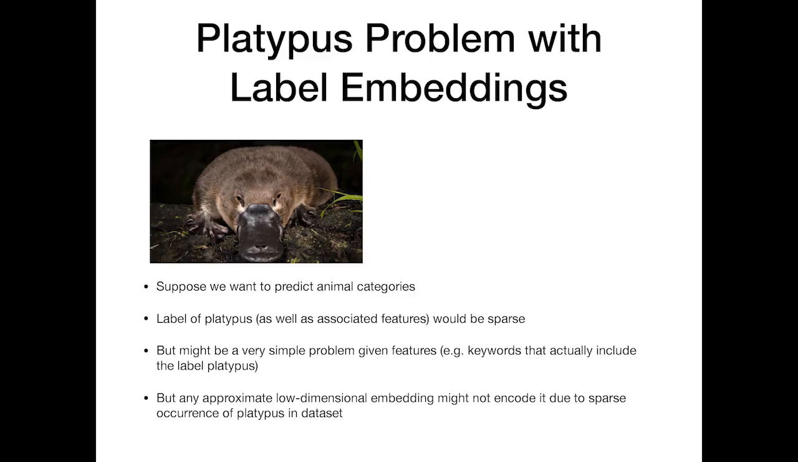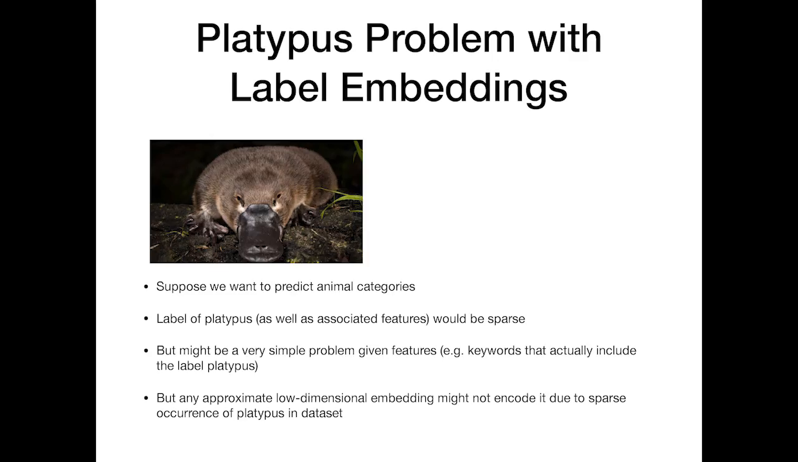And so imagine that I want to predict animal categories, right? And so the issue is that since this is a relatively rare animal category, the labels of the platypus as well as associated features could be sparse. And so if I'm going to think about some embedding of all my labels, I might potentially miss this particular label, the platypus, right? Because I may focus on the mammals that typically don't lay eggs, I may focus on birds that do lay eggs, and then I may miss this intersection.